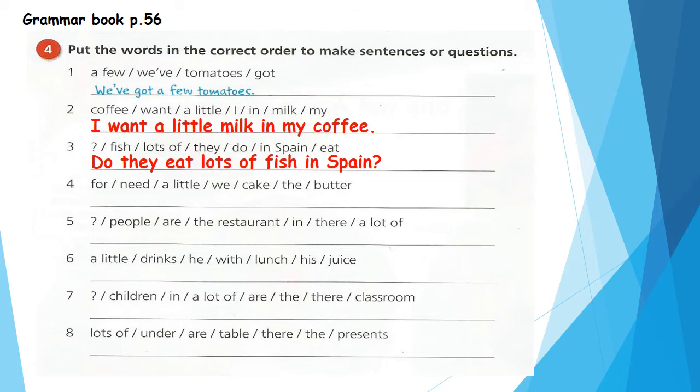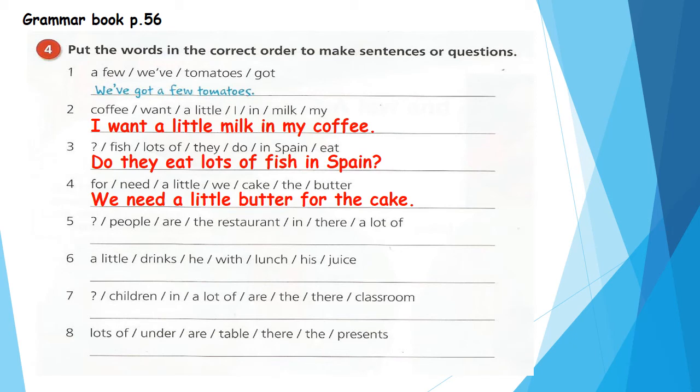Number 4. Need, a little, we, the cake, butter. Okay. Here we start by what? We start by the subject. We. What is the verb? Need. Okay, we need a little. What is the noun? Butter. So we need a little butter for the cake.